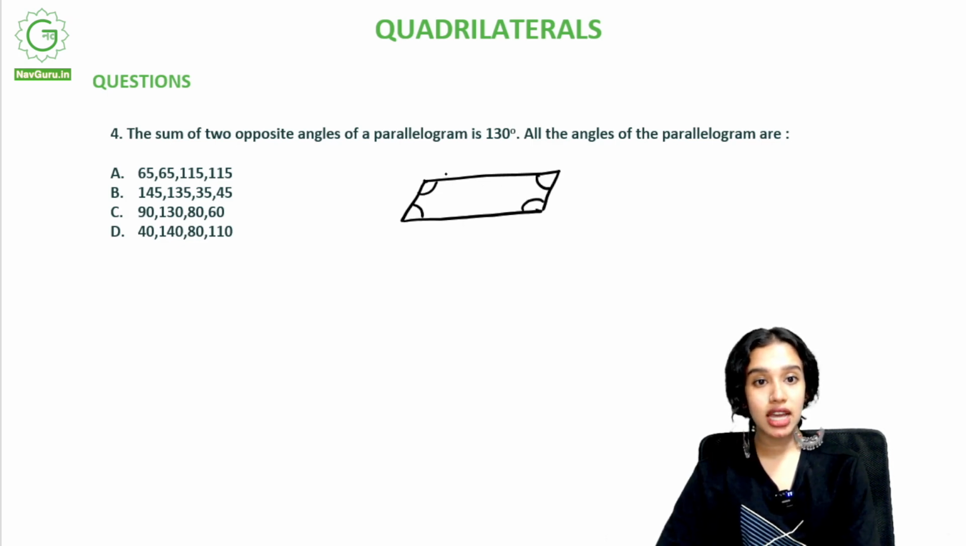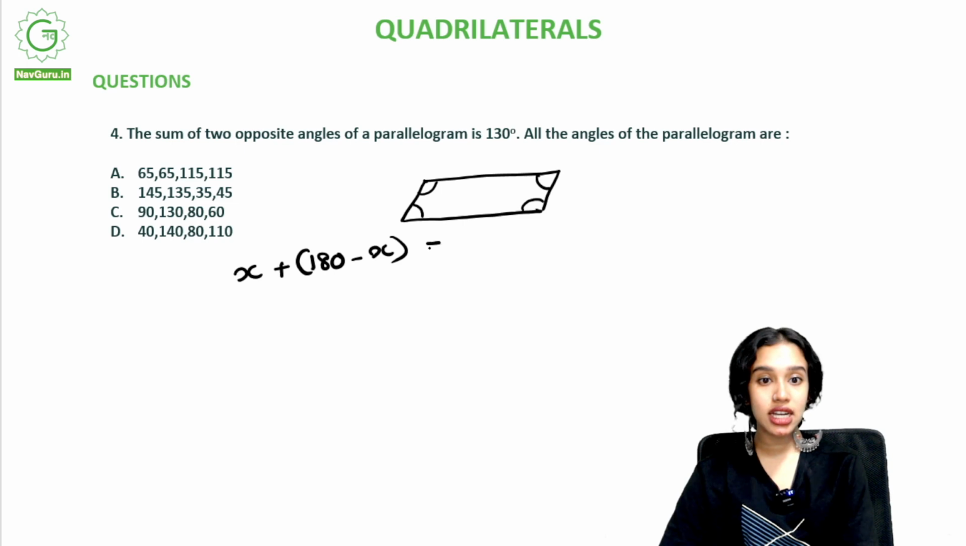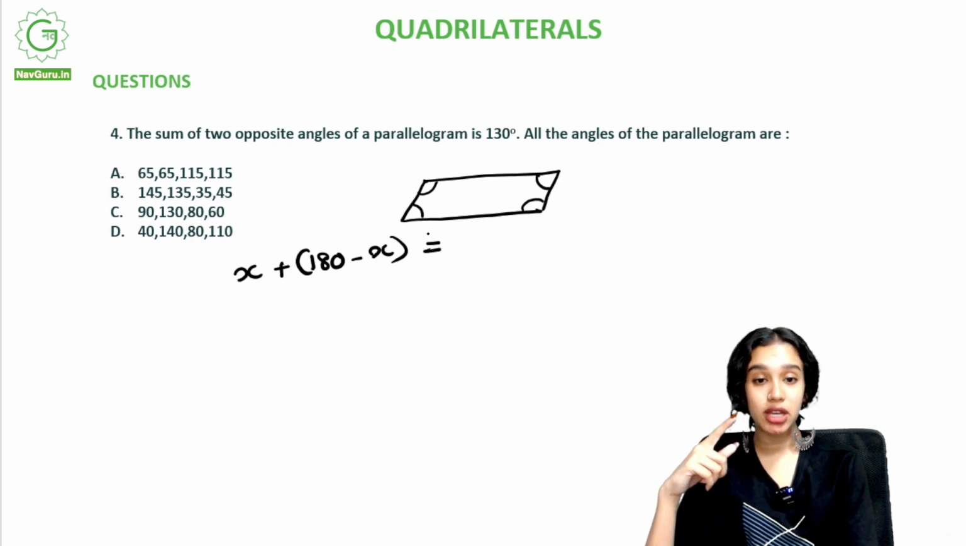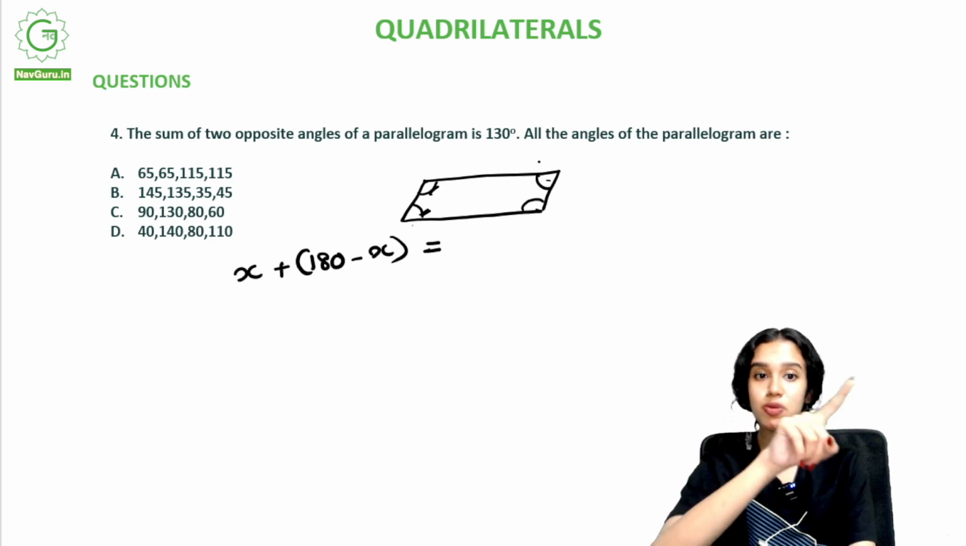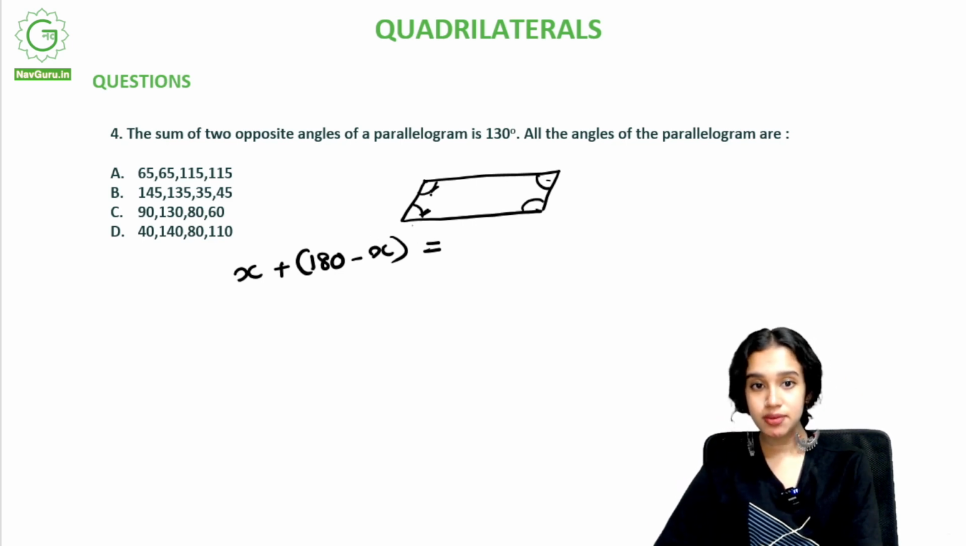So, what is the relationship between the angles of a parallelogram? If one angle is x, the other one would be 180 minus x, right? Now, it is saying that the sum of the opposite angles of a parallelogram is 130 degrees. By opposite angles it means these two angles, because opposite angles are always the same, right?